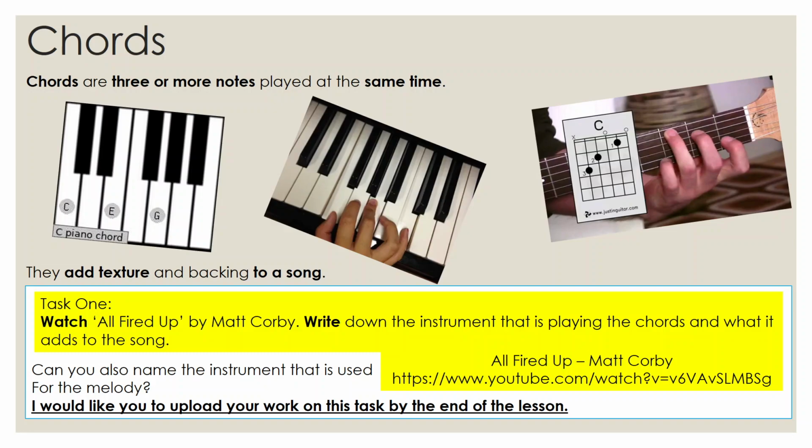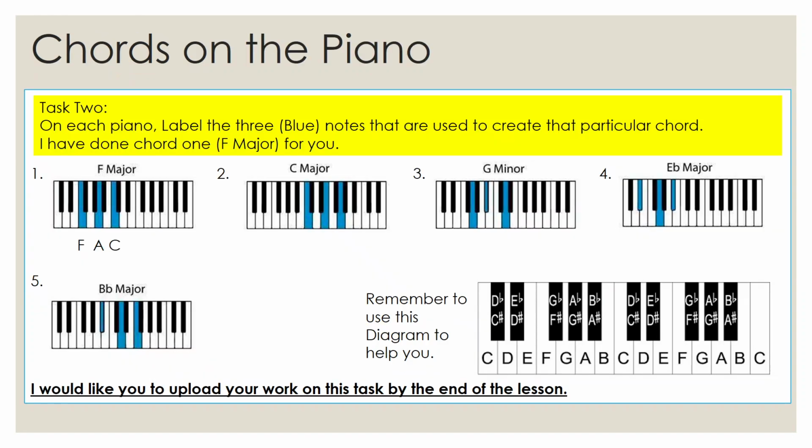Once you complete task 1, we move to task 2. Task 2 is chords on the piano. So for task 2, on each piano, I'd like you to label the 3 notes that are used to create that particular chord. I have done chord 1, which is F major, for you.